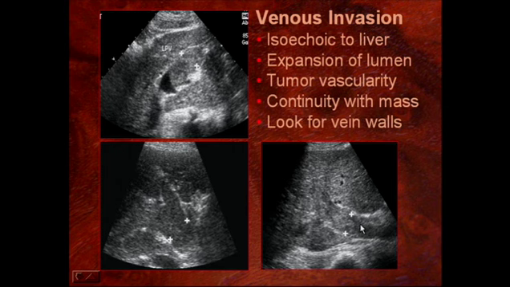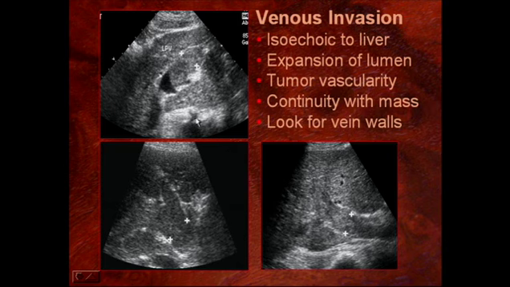Now, I did mention venous invasion. When it does occur, it is generally isoechoic to the liver. It expands the lumen of the vessel, and in most cases, it will have detectable tumor vascularity on Doppler. Sometimes you'll see that the tumor thrombus has direct continuity with the primary mass, but most of the time you won't be able to appreciate that.